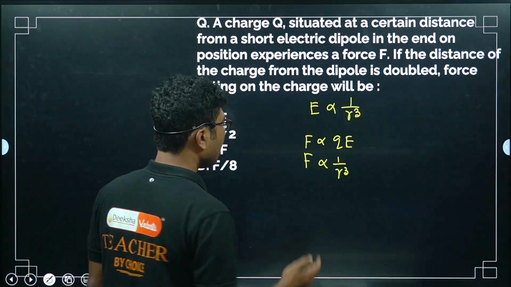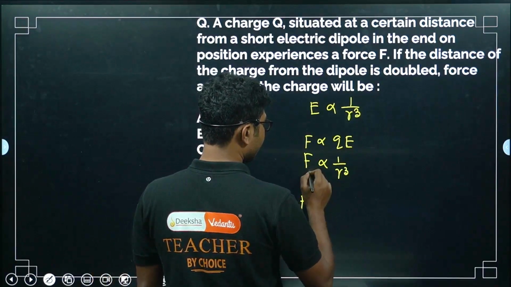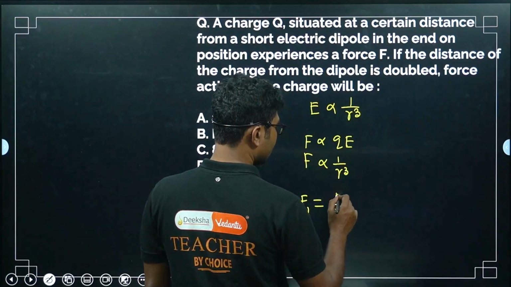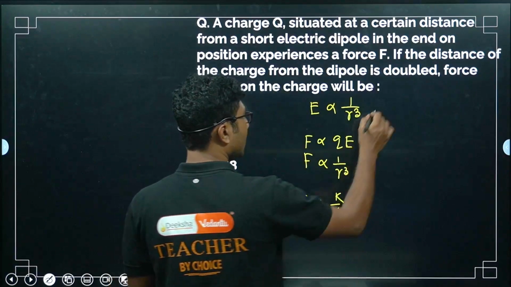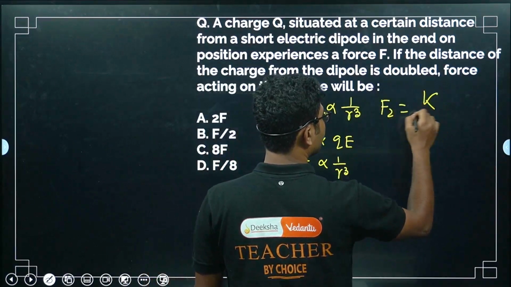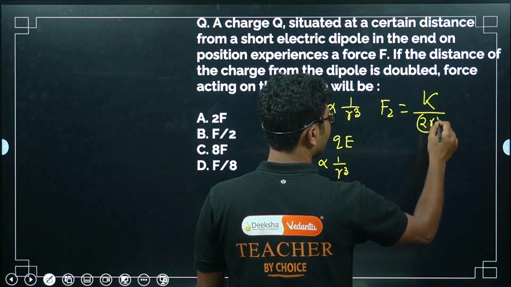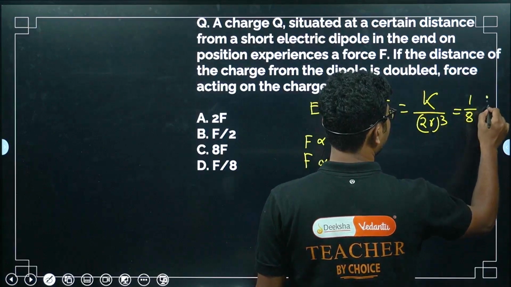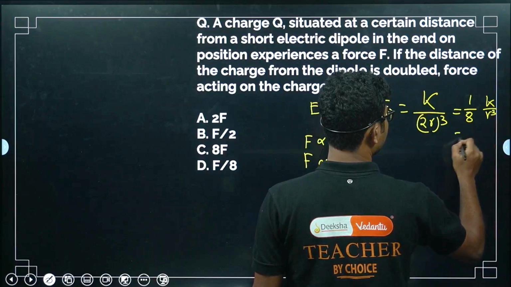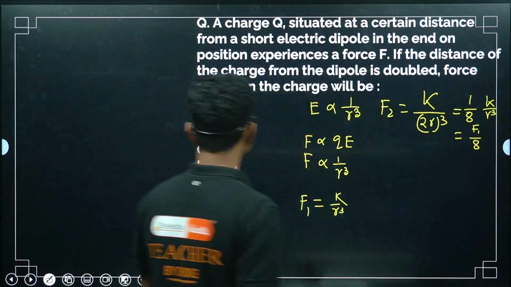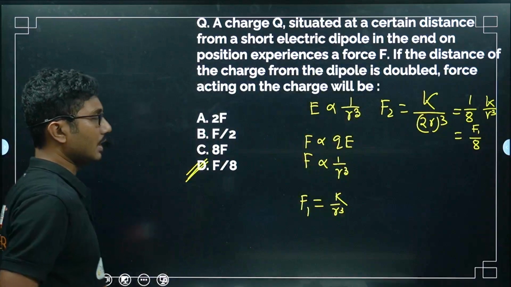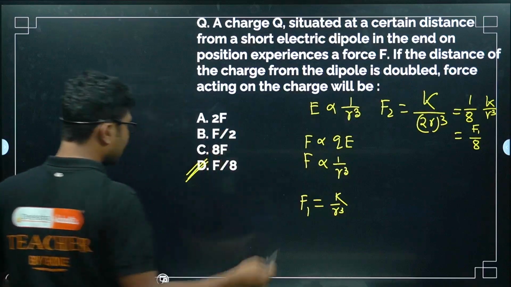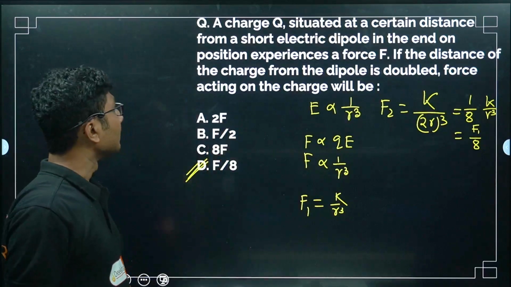Okay, so the distance is doubled, that means a new distance. Suppose F1 is some constant times 1 by r cube. This is not Coulomb's constant, just some constant. And F2 will be the same constant divided by 2r whole cube. That is 1 by 8 times k by r cube, that is F1 by 8. So the correct answer is F by 8. Don't write F by 4. You have to be careful. The F by 4 option is not given. So it will be F by 8.